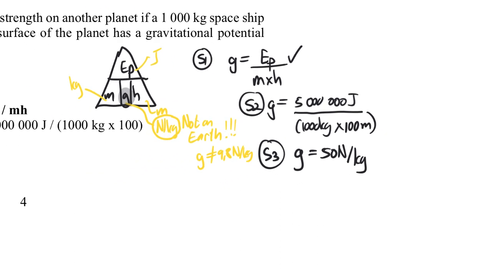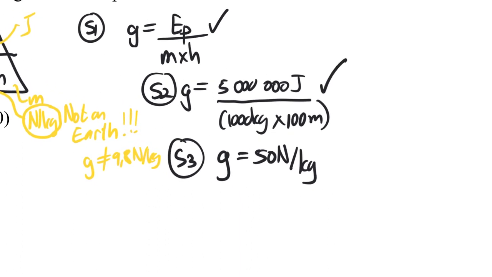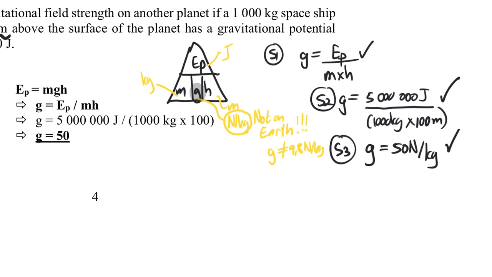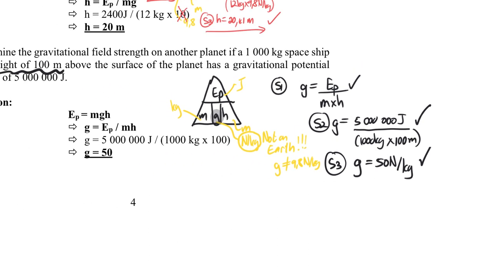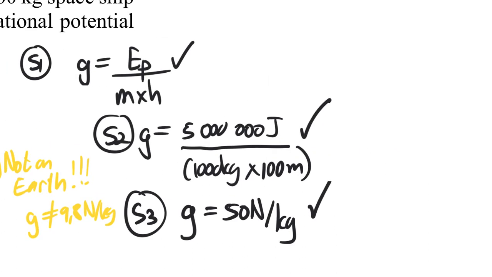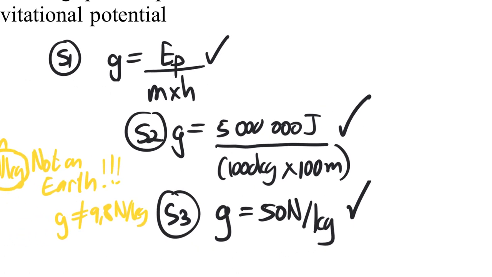Now, mark allocation: a mark for step number 2, the substitution step, and a mark for step number 3. So we see there's 50. We are going to work with newtons per kilogram. Now, this means that the gravitational field is stronger than on Earth. So obviously this planet's mass and dimensions are different.